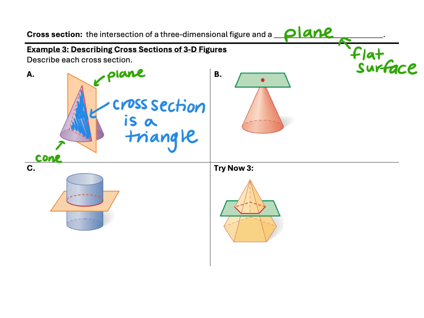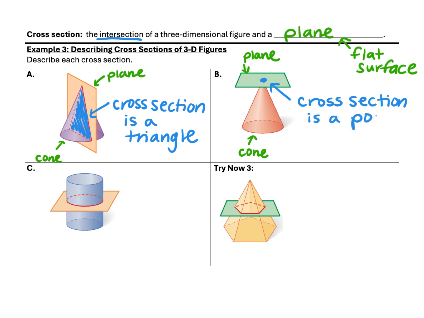You'll notice in part B that we start off with the same shape. We have a cone, and we have our plane. But this time, the plane is only touching the cone at the vertex. So the cross-section is just the overlapping or the intersection of the 3-dimensional figure and the plane. So this is a point. So I would describe the cross-section as the cross-section is a point.